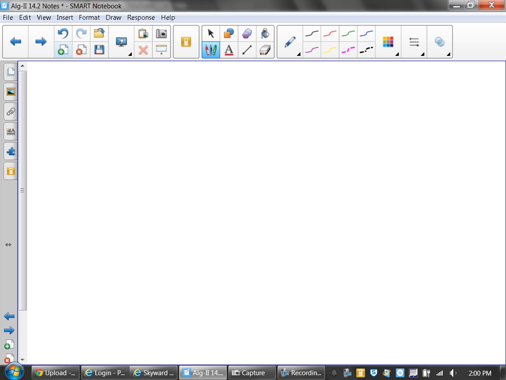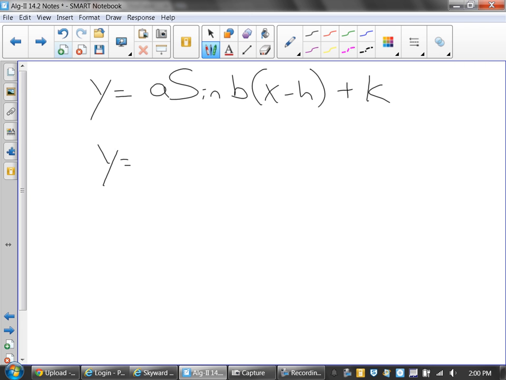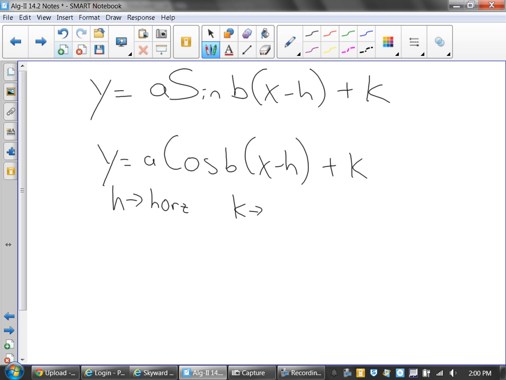Anyway, so here's what happens. We have good old-fashioned y equals a sine of b(x minus h) plus k, and y equals a cosine of b(x minus h) plus k. What do you think h and k stand for? Horizontal. H is your horizontal shift, and k is your vertical shift.